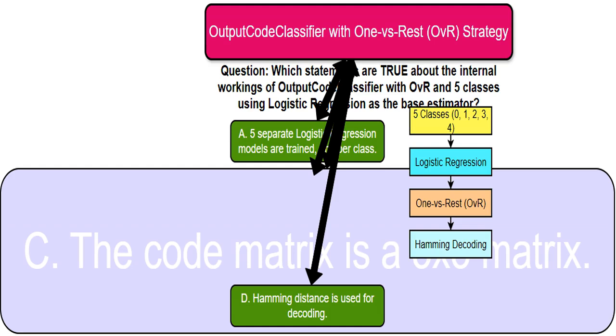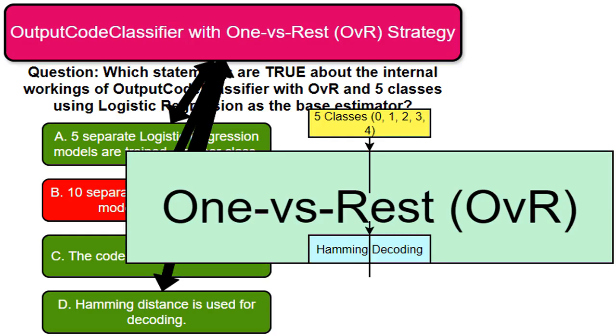This specifies that the classification problem involves 5 distinct categories, numbered 0 through 4. This is crucial for understanding the scale of the problem and the resulting number of classifiers needed. 1 vs REST, OVR, is a multi-class classification technique.